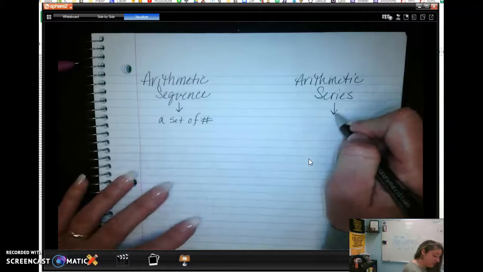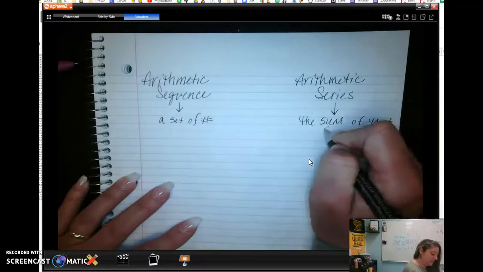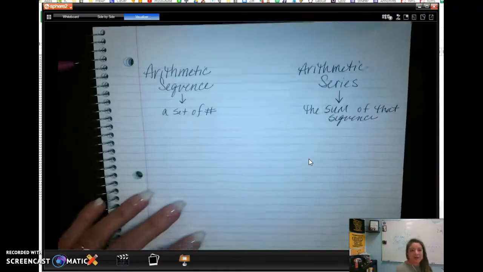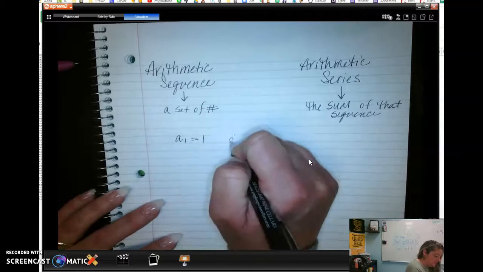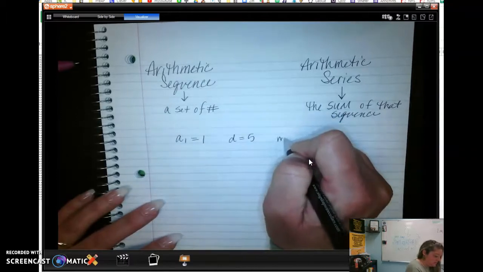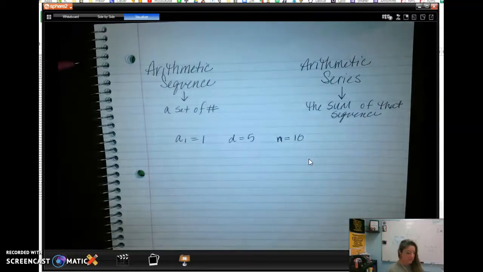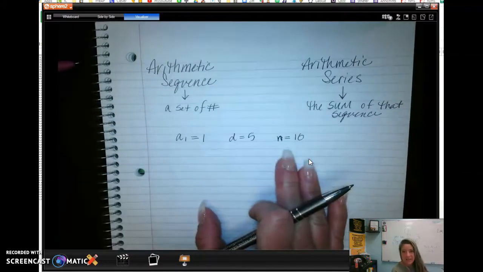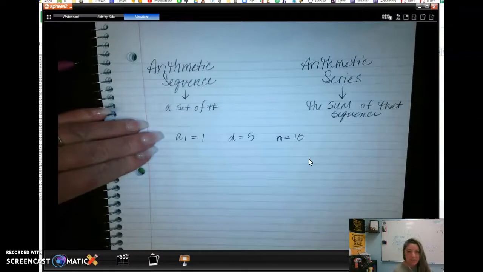An arithmetic series is the sum of that sequence, okay? So it's taking that sequence and adding all of those digits up, okay? Let's actually go through a quick example. So the first thing I want to know is, knowing some of the information that I'm writing down, can we actually write out this sequence? If I told you that A sub 1 is 1, the difference was 5, and the N is 10, can you write out that sequence? So what is the set of numbers that fits this info, okay?